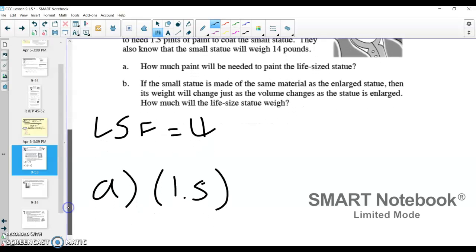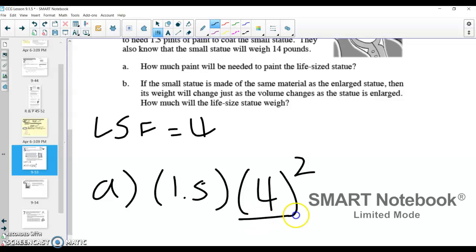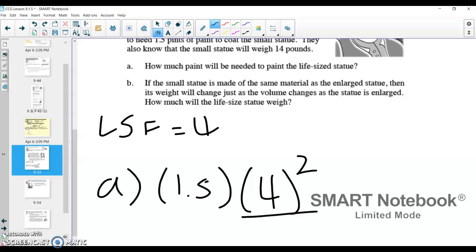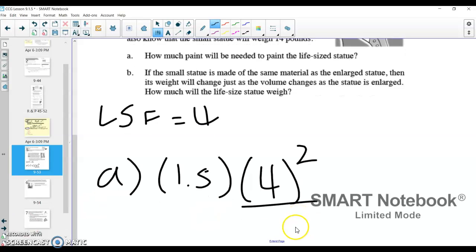We're going to multiply that by our linear scale factor squared. We're going to actually use our area scale factor here, because painting the outside of a statue is talking about the area of that statue, the surface area of that statue. And so we're going to use that 1.5, and we're going to multiply it by 4 squared, because 4 squared is my area scale factor. So I need to multiply my original amount of paint by my area scale factor, and I'll be able to come up with how many pints of paint I'm going to need.